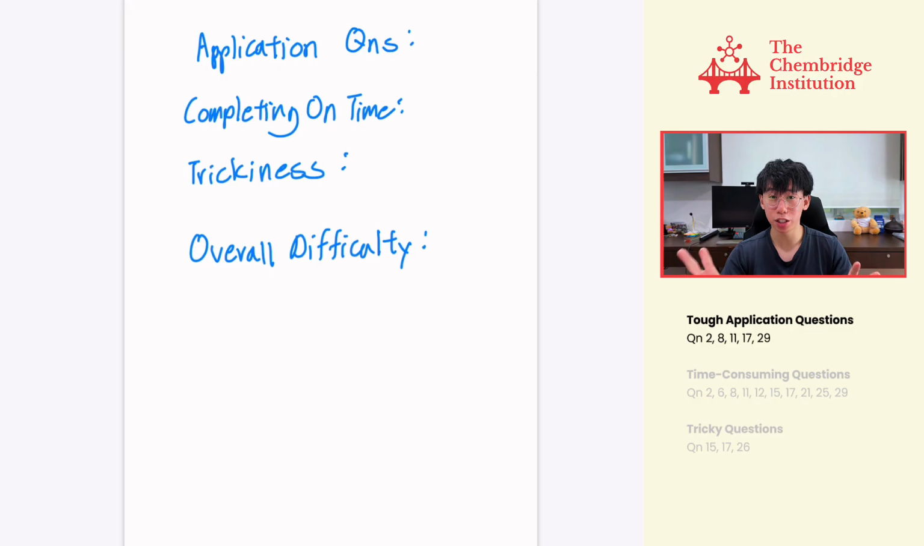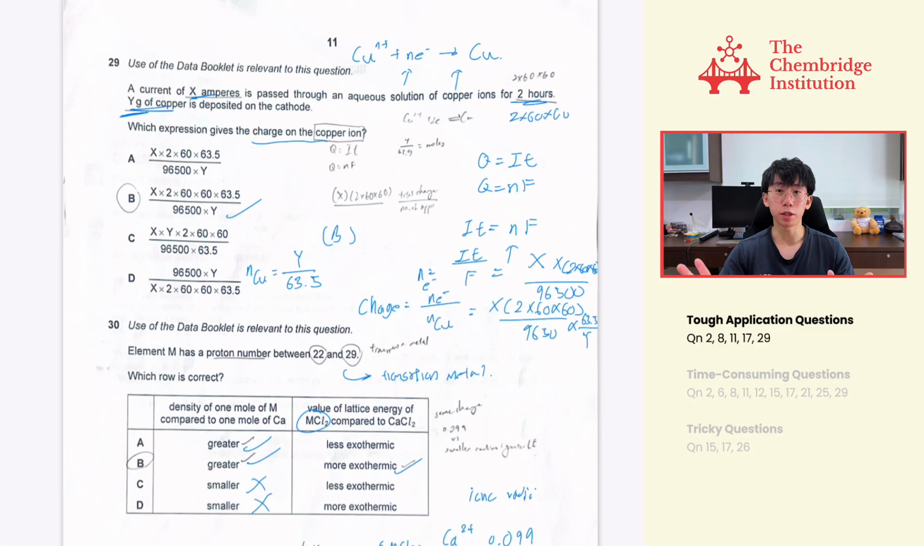For tough application, I think this paper only had about 5 questions: question 2, 8, 11, 17, and 29. They are very tough when it comes to application, mostly because these were the more challenging questions I found when doing the paper myself, and some of the content you would have seen when studying for this exam, you might have missed, and that's why you have a tougher time with these kinds of questions. Especially question 29, when you had to manipulate the equation. That one was a bit challenging for me.